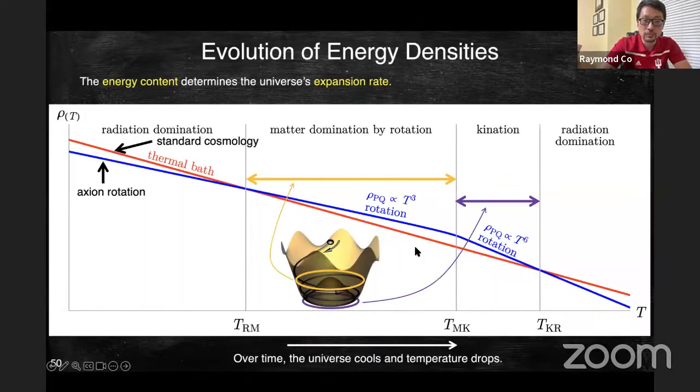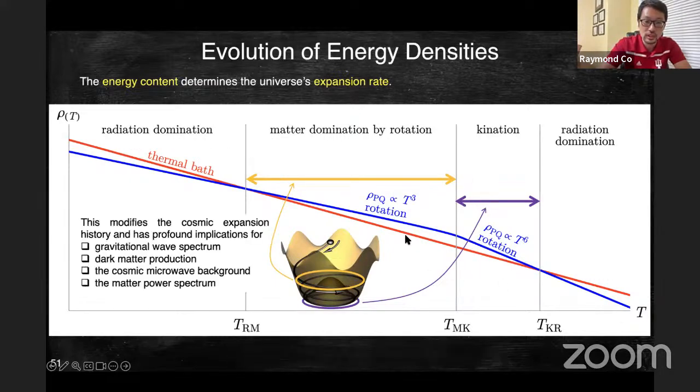in the beginning of the talk, we had the rotation energy density. We mentioned that initially it scales like matter, so it would dominate over the radiation, which is shown in red, so it can come to dominate the energy density of the universe. And we also discussed that when the rotation gets to the minimum of the potential, it transitions from matter to kination, and it will very quickly redshift away. That means there is some modified expansion rate of the universe, and this has implications for the gravitational wave spectrum, dark matter production, and so on.